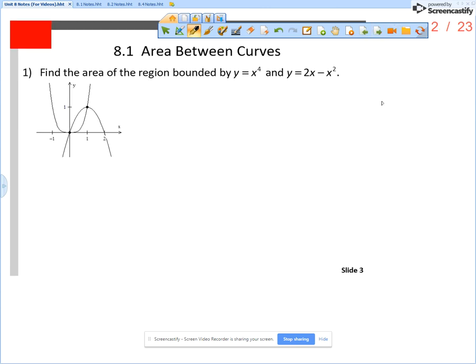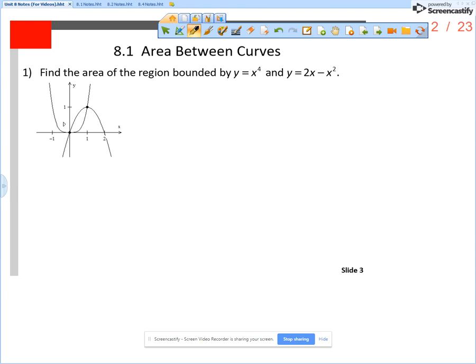All right, so slide 3. It says find the area of the region bounded by y equals x to the fourth and y equals 2x minus x squared. So this is the graph. Now you should be able to get these graphs without a calculator. Obviously x to the fourth should look like an x squared graph, a little flatter here and it grows a little quicker outside of 1 and -1. But you should be able to draw that.